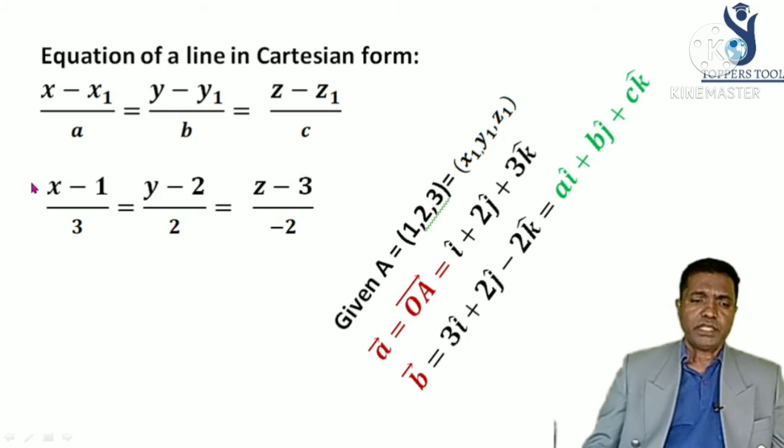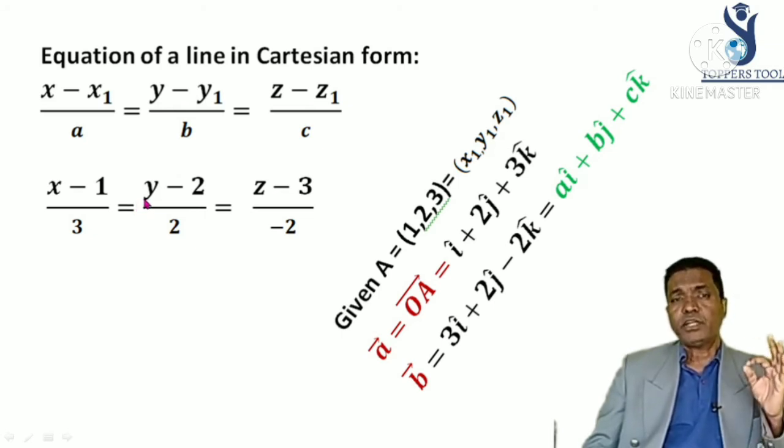Now see here, if you are given this form, immediately you are able to tell what its direction ratios are and what a point on the line is.